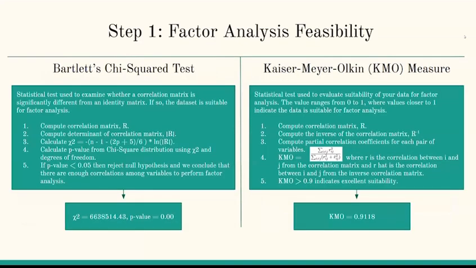And so the first thing that we did was we looked at how feasible it was to perform factor analysis on the data set. And so there are different methods to do that. One of them is Bartlett's chi-squared test. And after doing that, we found that the p-value there is less than 0.05. And so we conclude that there are enough correlations to perform factor analysis on this data. There's also the Kaiser-Meyer-Olkin measure. And we also found that that had a value above 0.9, which indicates that it is suitable for factor analysis.